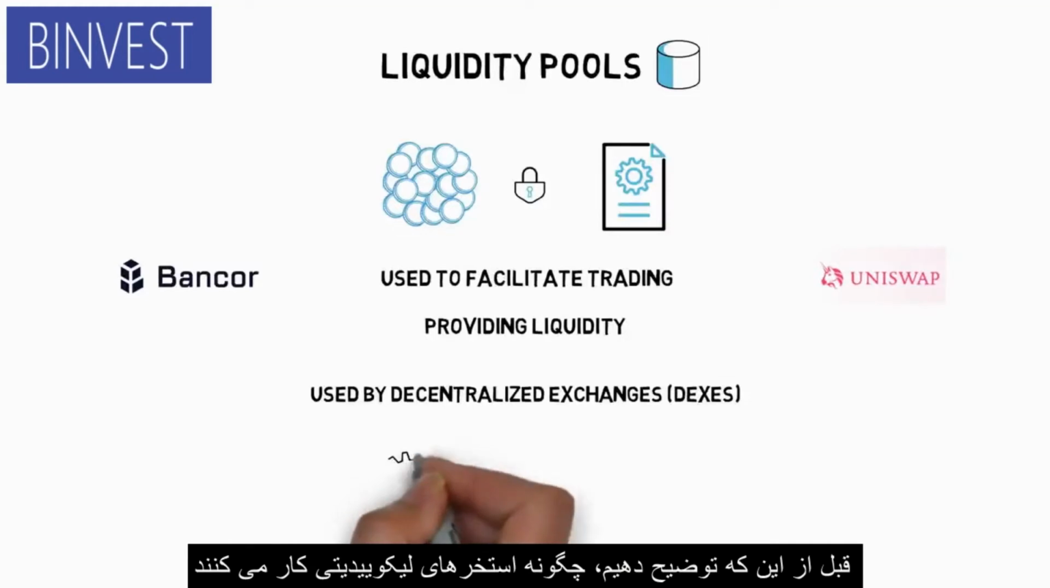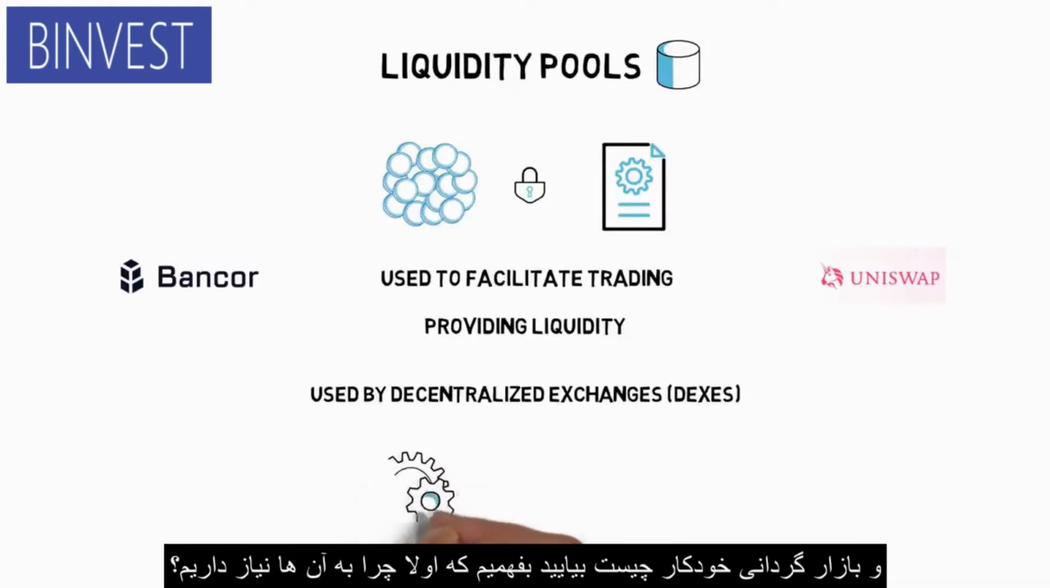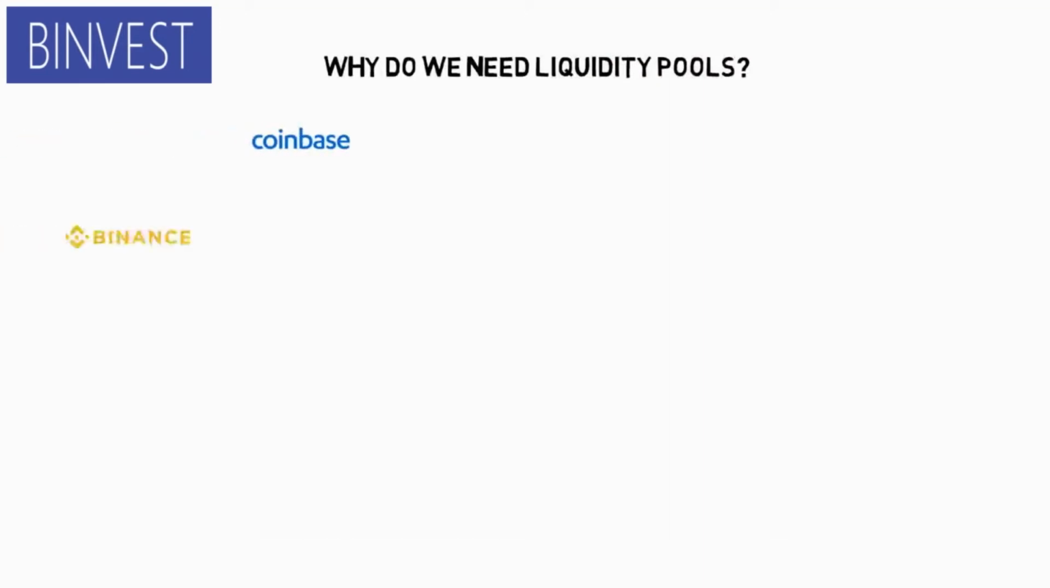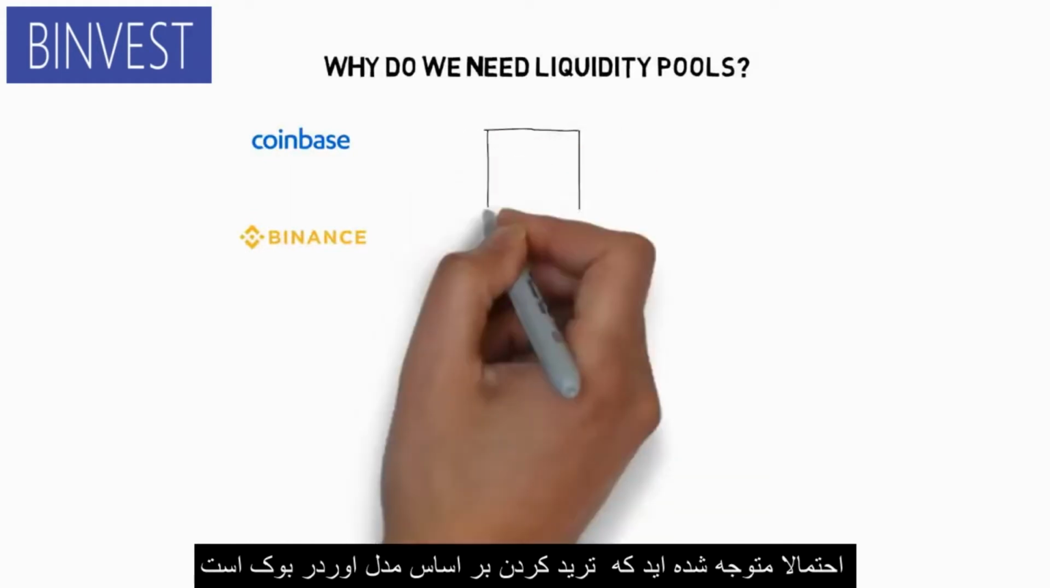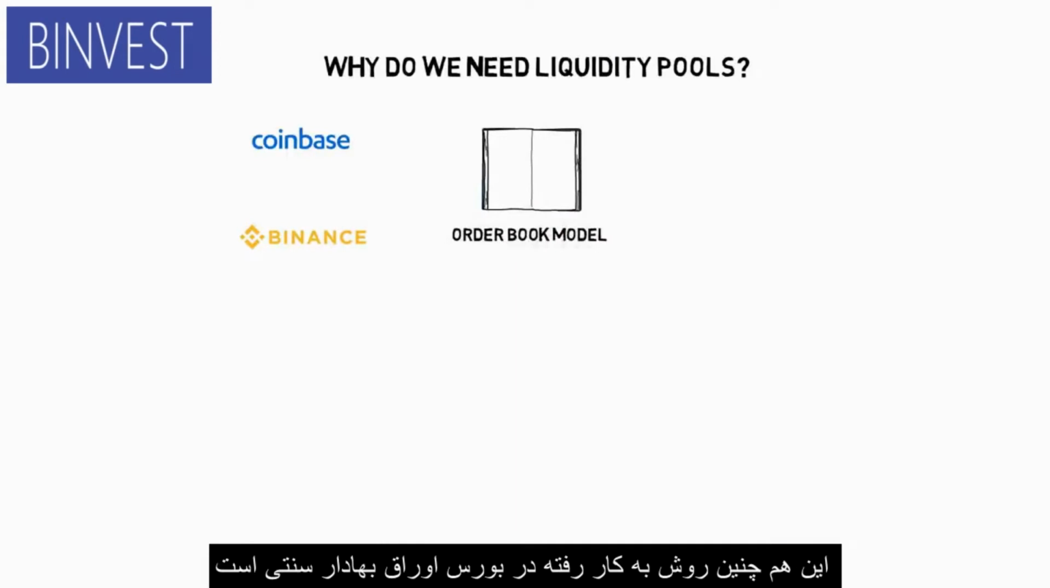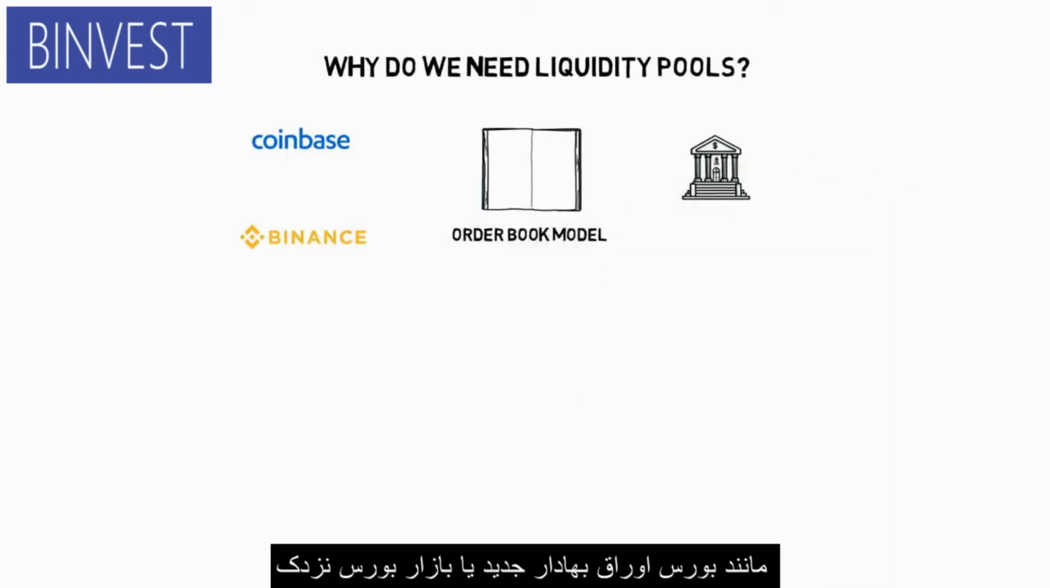Before we explain how liquidity pools work under the hood and what automated market making is, let's try to understand why we even need them in the first place. If you're familiar with any standard crypto exchanges like Coinbase or Binance, you may have seen that their trading is based on the order book model. This is also the way traditional stock exchanges such as New York Stock Exchange or Nasdaq work.